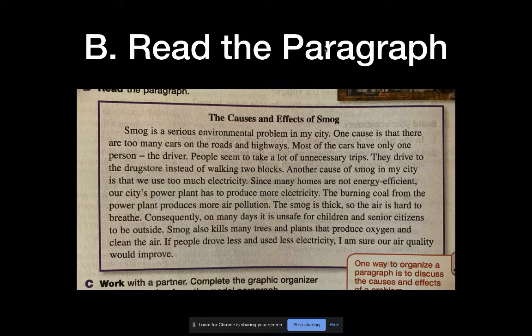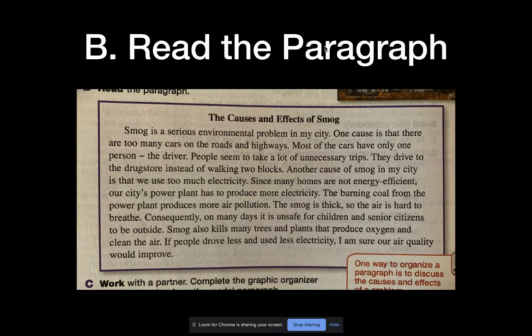So it says, since many homes are not energy efficient, our city's power plant has to produce more electricity. That just means that maybe our homes don't hold inside warm air in the winter or cool air in the summer, so we are using our air conditioner more, or we use the heater, the furnace, more in the winter. And so they run a lot, and those use a lot of power, a lot of electricity. So our homes are not energy efficient, and so it causes us to use more electricity. And that produces more smog.